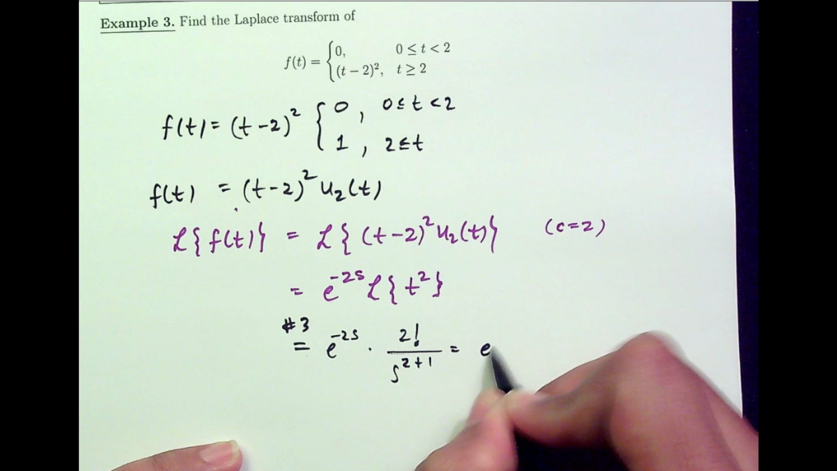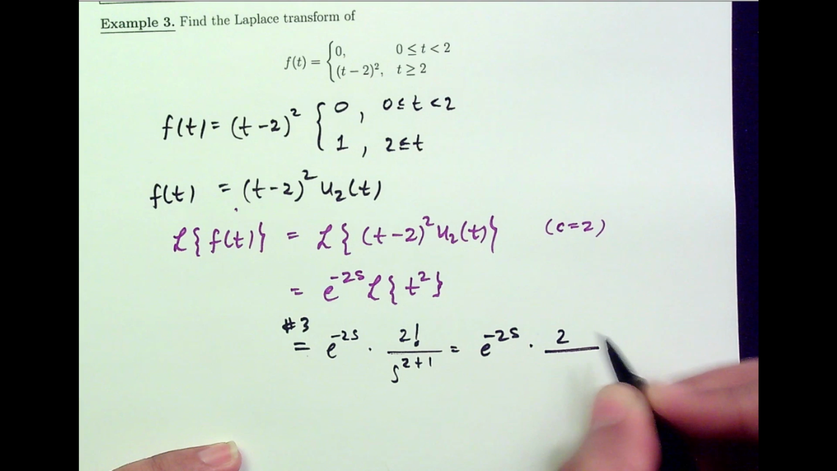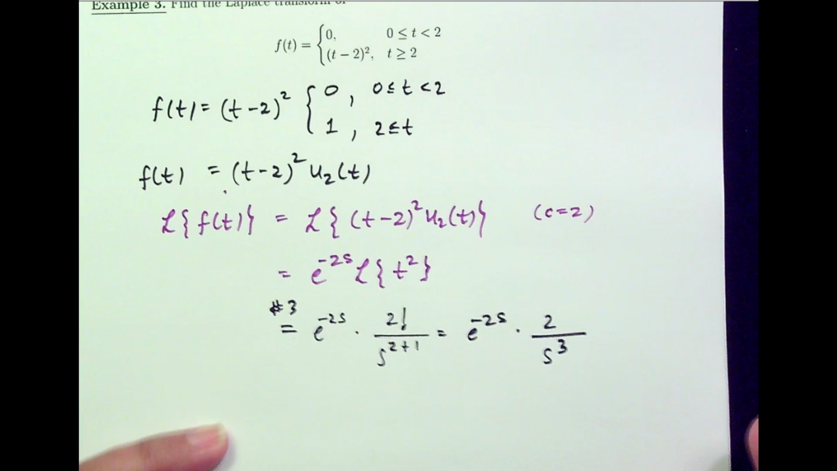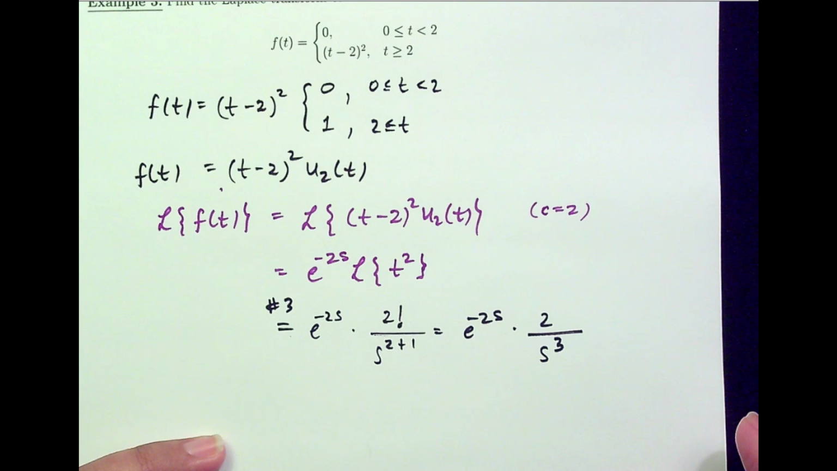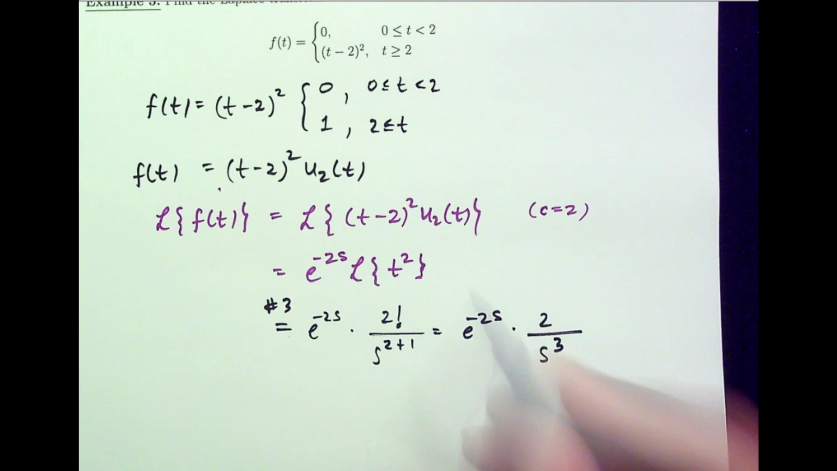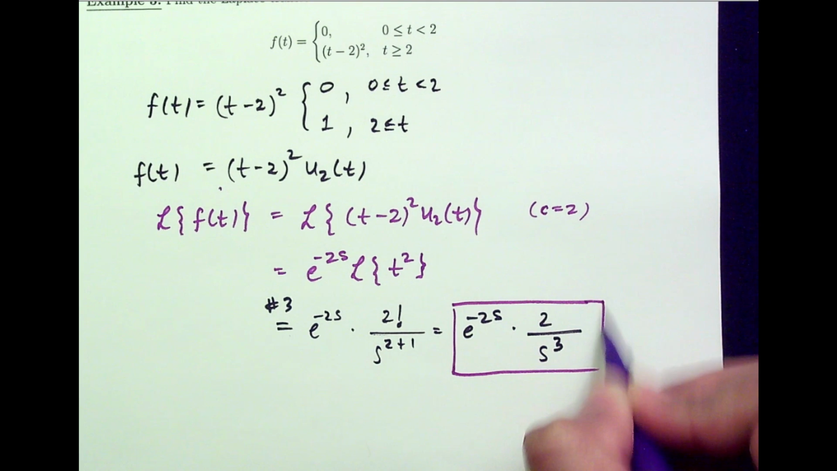Okay, so this is simplifying e to the minus 2s, 2 factorial is 2, and this is s cubed. And that is the answer. You can put it all as a single fraction if you want to, but that is it. That is the Laplace transform of the given function.